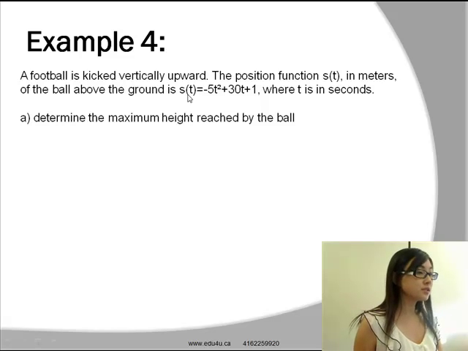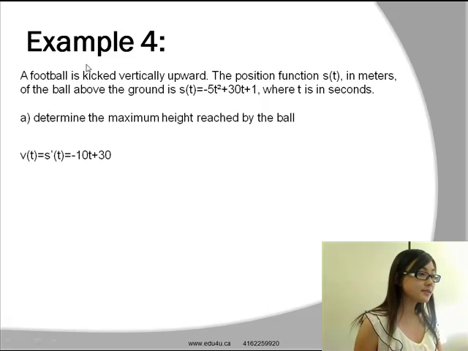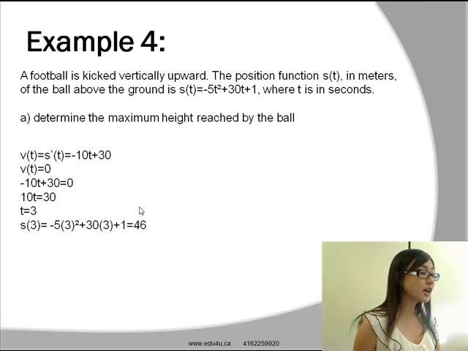Then we have to make v of t equal to 0, because when v of t is equal to 0, then we get a horizontal tangent. So the derivative of s of t is negative 10t plus 30. We make that equal to 0 and solve for t. T will then be equal to 3. We know that when time is equal to 3 seconds, the ball is at maximum height. But we want to know the maximum height in meters.